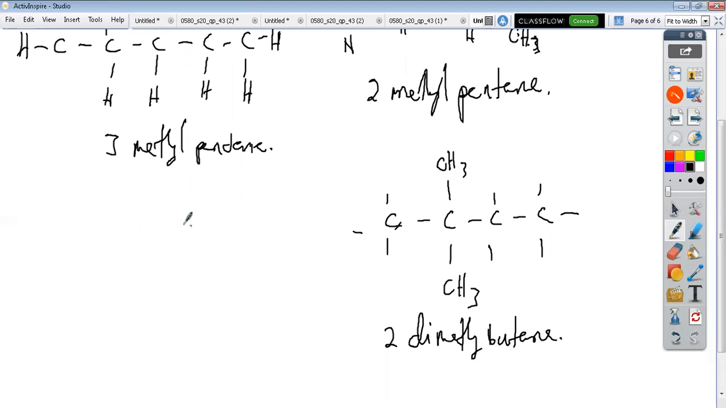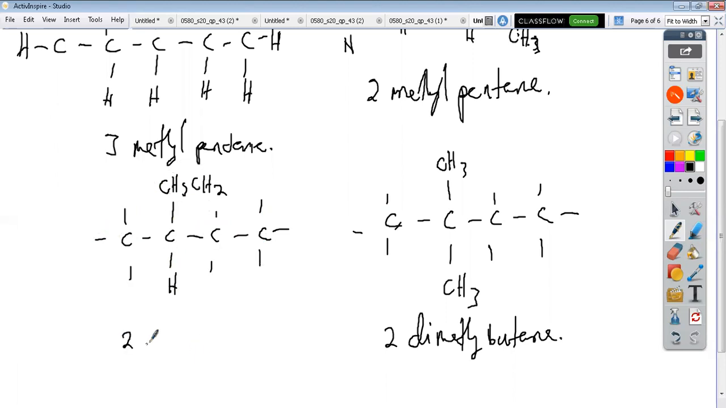Now I can also have the same thing. 1, 2, 3, 4. But now on this one, I'll have CH3, CH2. Then this one is simply a hydrogen. The rest are hydrogens like this. Okay. So this becomes a 2-ethyl. 1, 2, 3, 4. 2-ethylbutane. Clear? Brenton, I hope it's making sense.